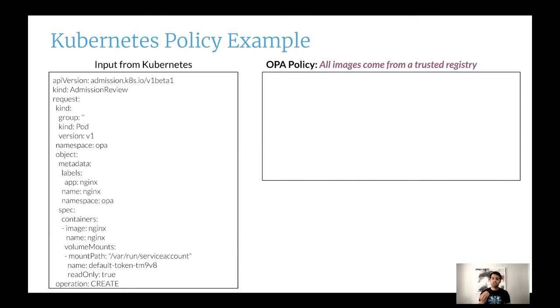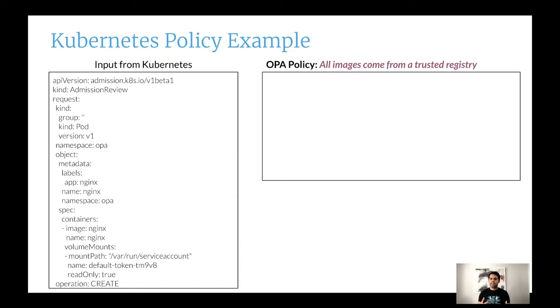Next, let's look at an actual admission control policy. The policy we want to enforce says that all images must come from a trusted registry. And to make this more concrete, let's say that all images must come from a trusted registry called holy.com. So only images from this particular registry should be allowed, the rest should be denied. So let's imagine the input coming from Kubernetes is shown in the box on the left side, and you can see it's an admission review object. You can see it's a pod. And the pod specifies an Nginx container, which is using the Nginx image. And that's not coming from holy.com.